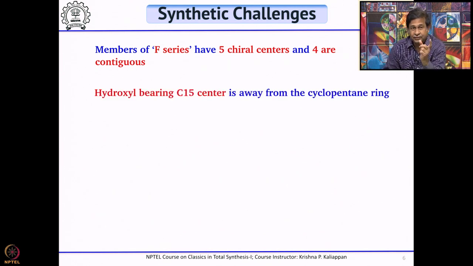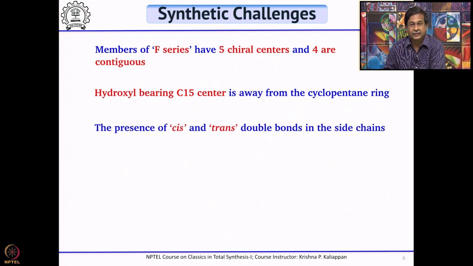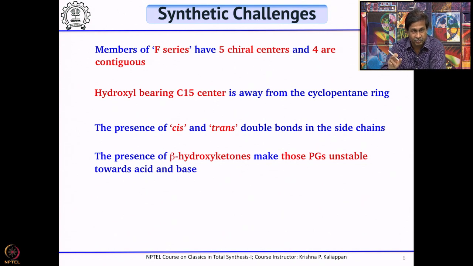Then the hydroxyl group which is present in the side chain is a little far away from the 4 chiral centers present in the cyclopentane. So that means sometimes it will be difficult to use the 4 chiral centers present in the cyclopentane to direct the introduction of the hydroxyl group at C15. Then when you look at the side chains, one side chain has a cis double bond, the other side chain has a trans double bond.